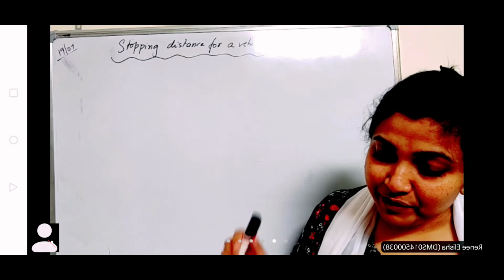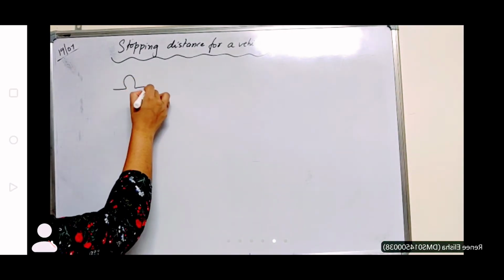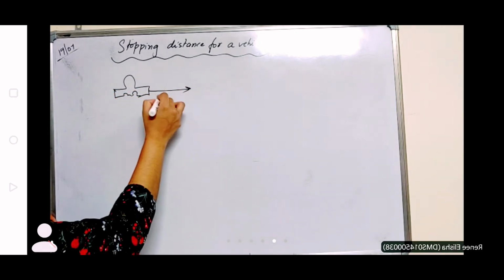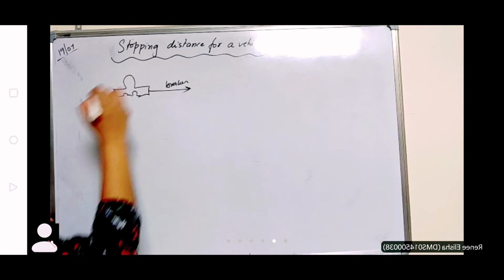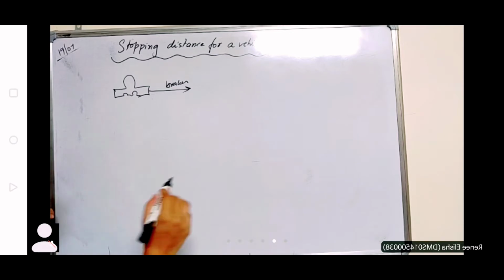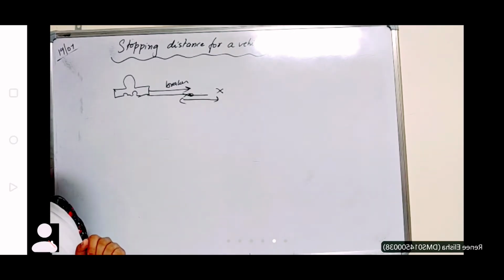Understood? So suppose this is a vehicle which is moving, and if we apply brakes here, the distance it takes before coming to a stop is the stopping distance. So here I apply the brake and it will cover some distance. It is an important factor for road safety.